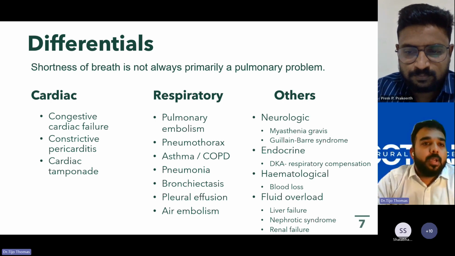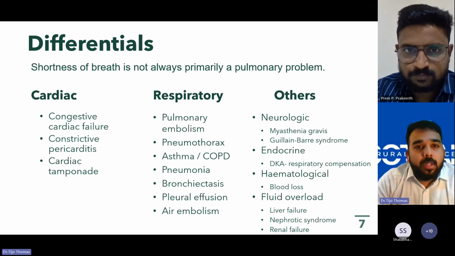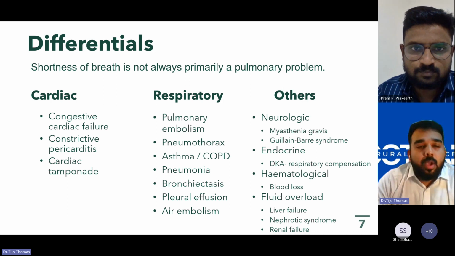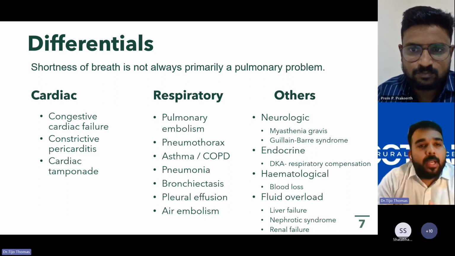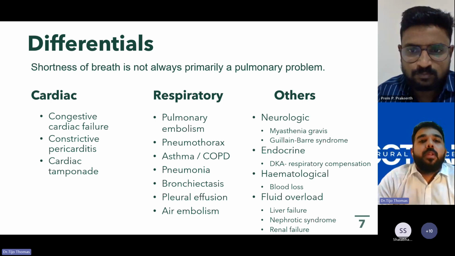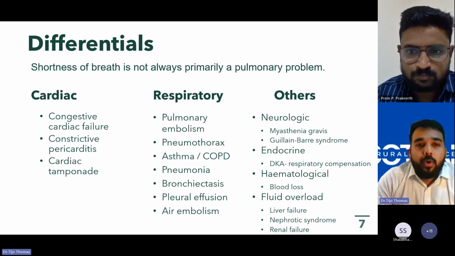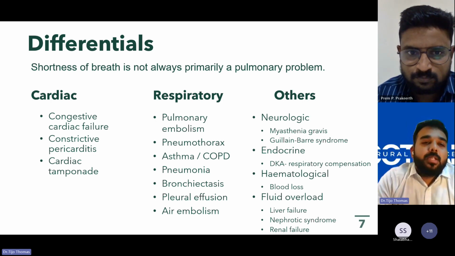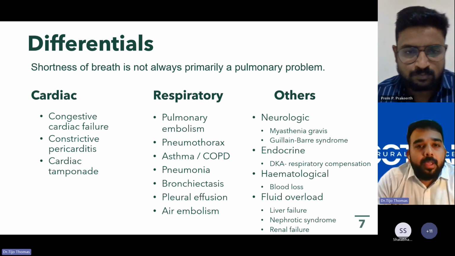Shortness of breath can be because of other reasons as well. So if you look at the differentials of dyspnea, the patient can have cardiac causes, respiratory causes, and other causes. Most commonly, we'll be dealing with respiratory and cardiac causes. Respiratory will be mostly asthma, COPD exacerbation, pneumonia, and in some cases, pulmonary embolism and fluid effusion. Cardiac cases will be mostly congestive cardiac failure and other conditions like constrictive pericarditis.